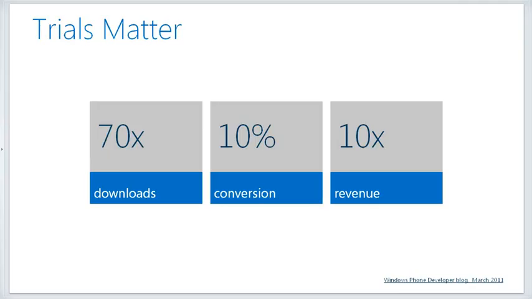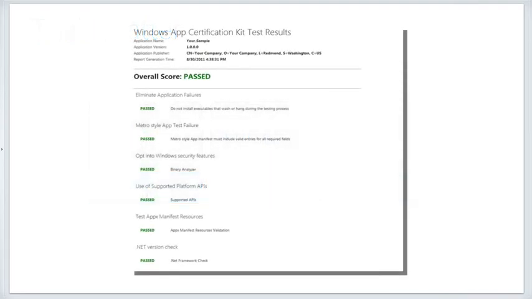There is a trial API available for Windows 8 Metro as well. So if you are thinking about writing paid apps, I strongly suggest you implement the trial functionality as well. Your downloads are likely to be much better.